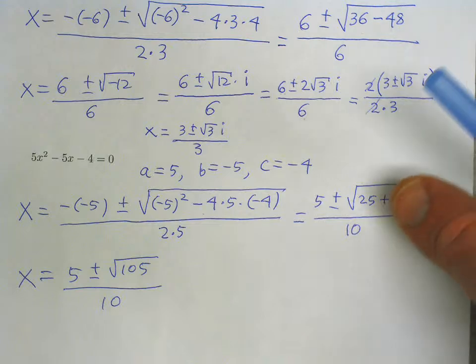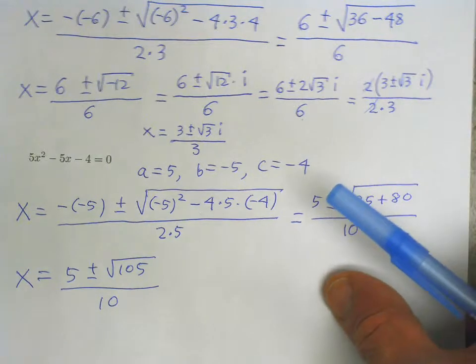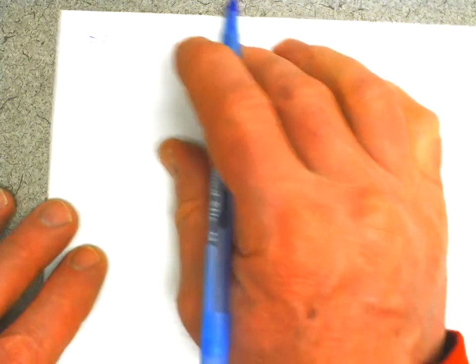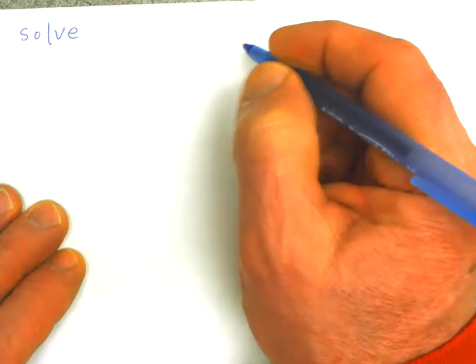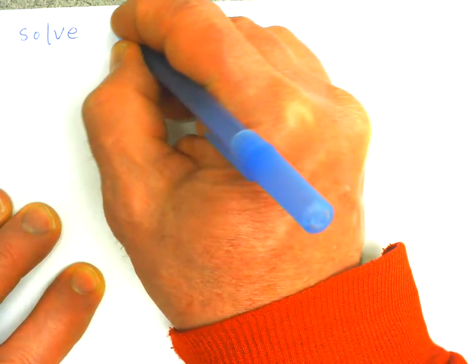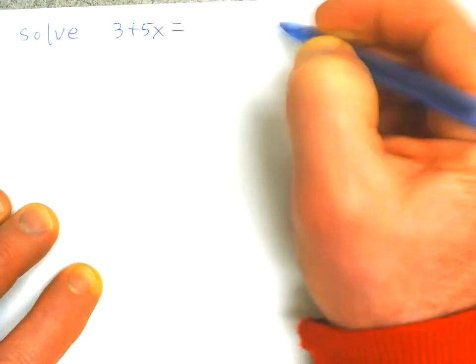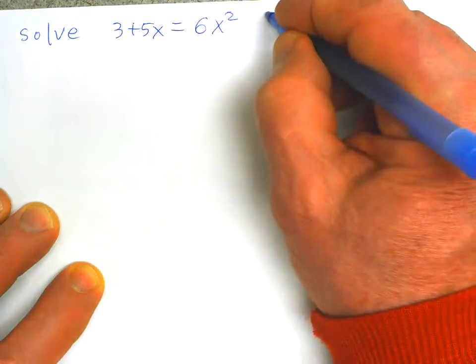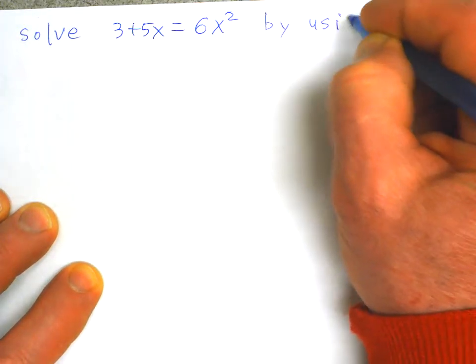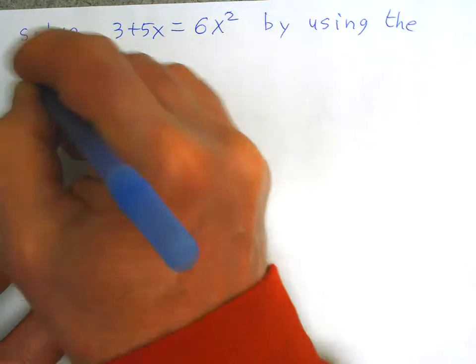Okay, the next example, we have a few minutes left. On this one, I'm going to write it down so that you can see it. Solve 3 plus 5x equals 6x to the second by using the quadratic formula.